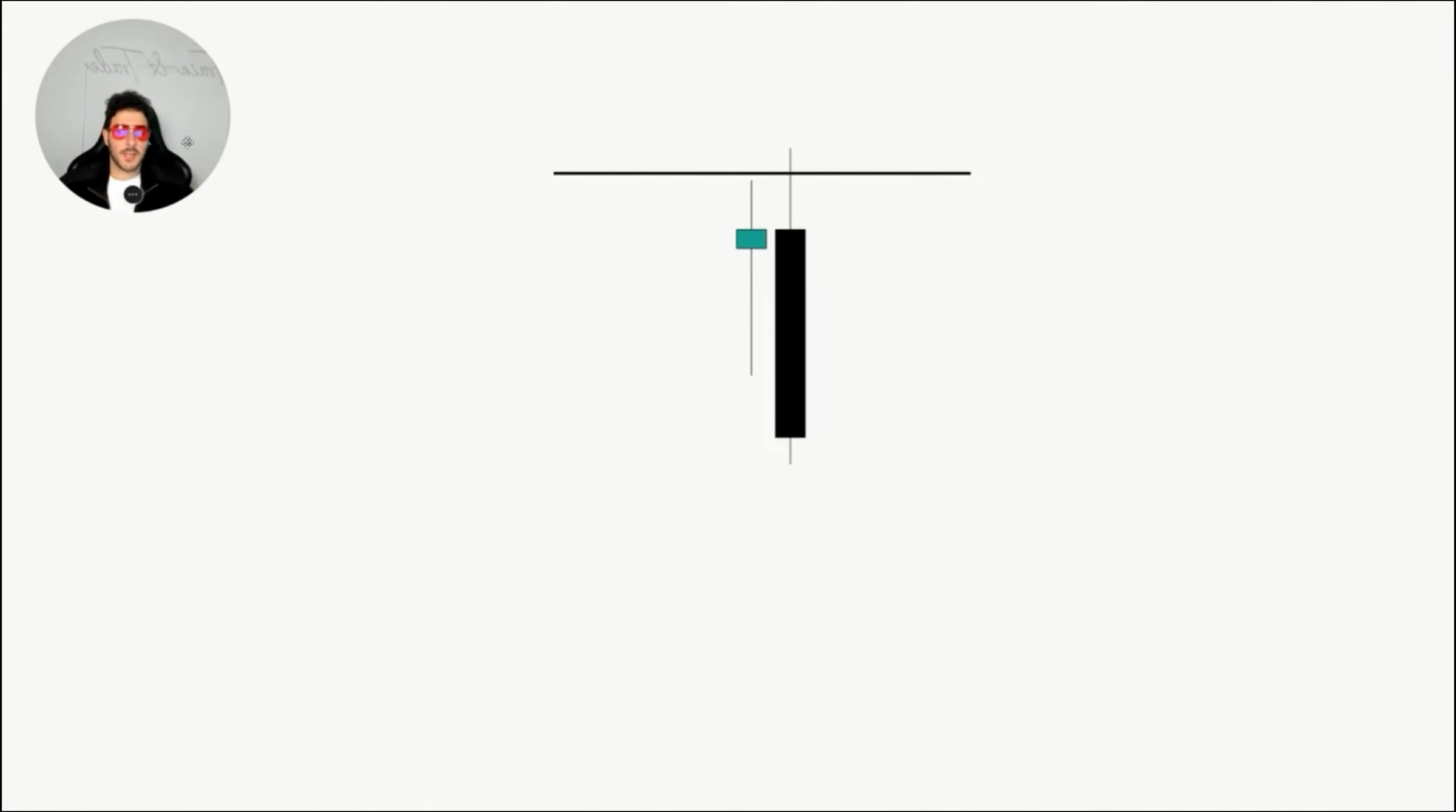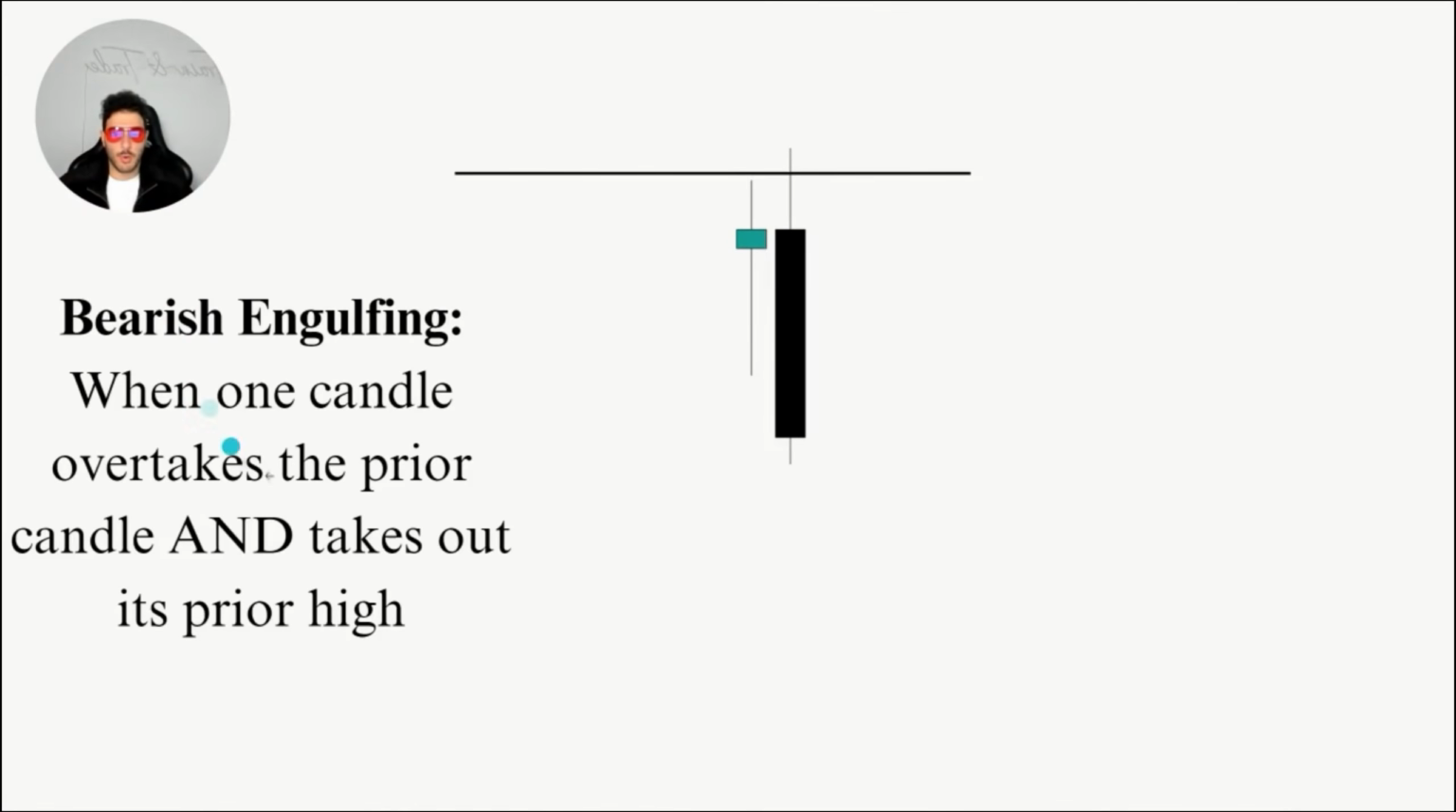So here's an example of a bearish engulfing. Let's put a definition to it: when one candle overtakes the prior candle and takes out its prior high. This part is very key, and I give credit to Tom Dante. I got this from him, how he talks about engulfing candles. For him, he prefers engulfing candles that take out the prior swing high. And this is something that I personally use in my trading as well.